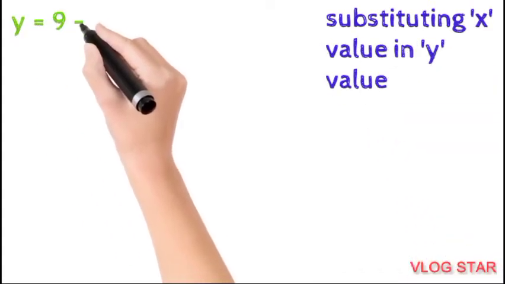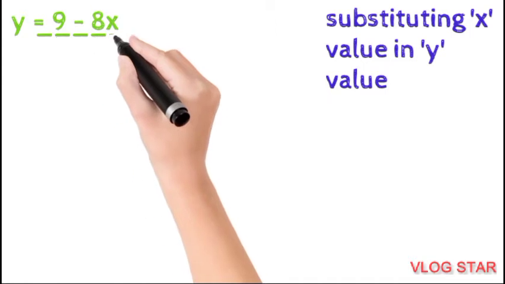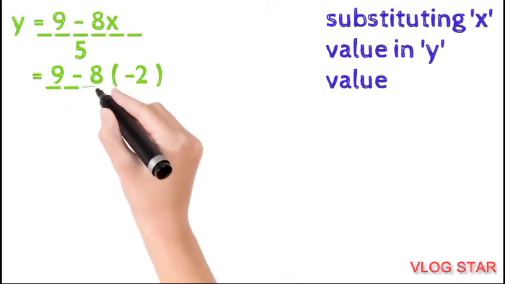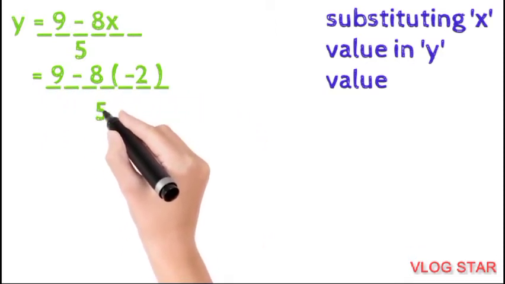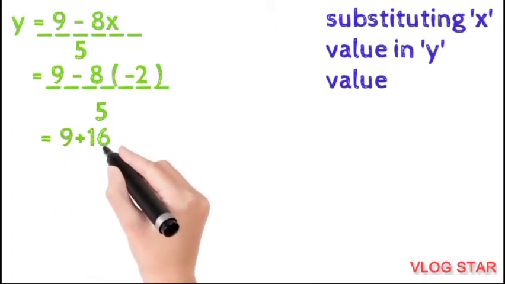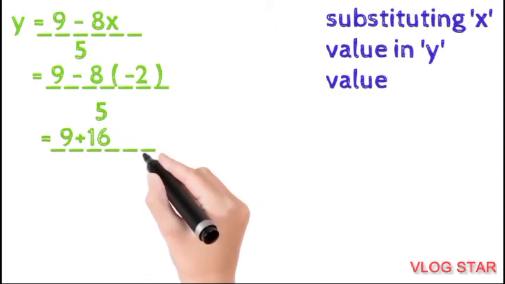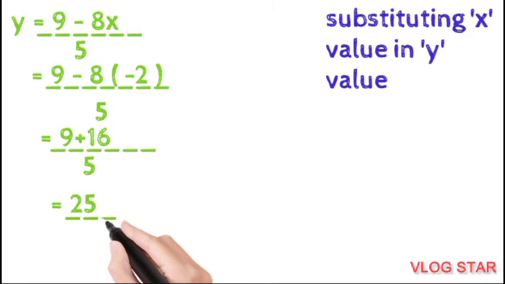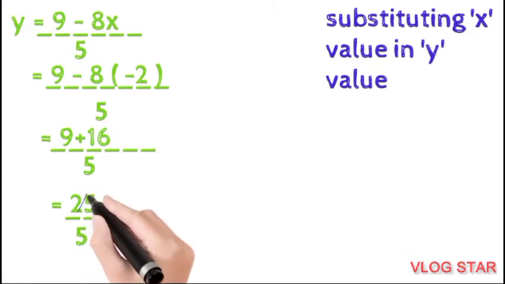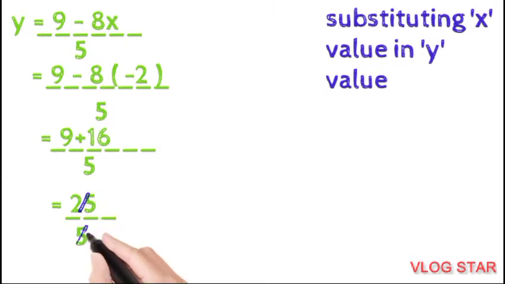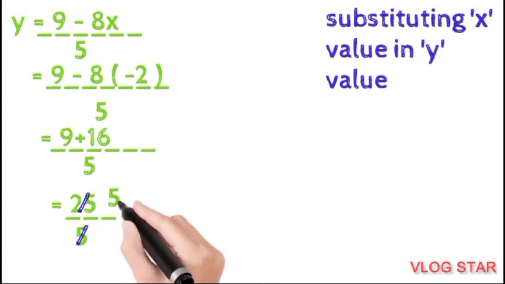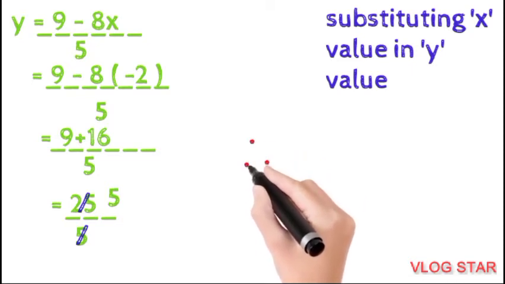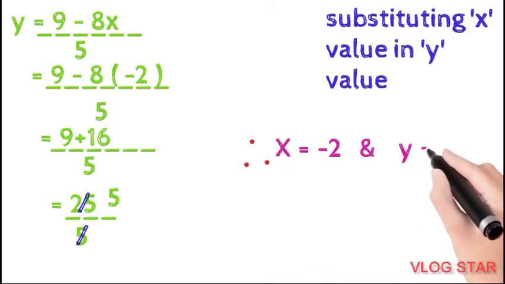Substituting the x value in the y value. y equal to (9 minus 8x) by 5 equal to (9 minus 8 into minus 2) by 5 equal to (9 plus 16) by 5 equal to 25 by 5. 25 gets cancelled in the 5 table with number 5. Therefore, x equal to minus 2 and y equal to 5.